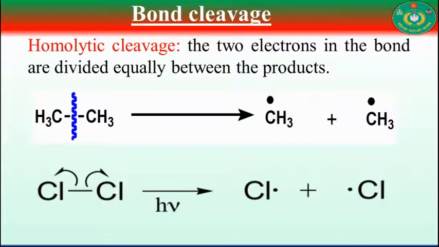Cadets, remember that each of the free radicals contains an unpaired electron because the bond is cleaved here. That's why it doesn't follow the octet rule or duet rule. That means free radicals are electron deficient chemical species.